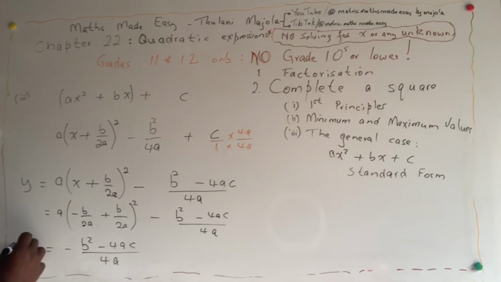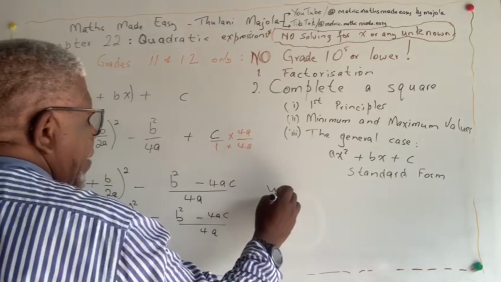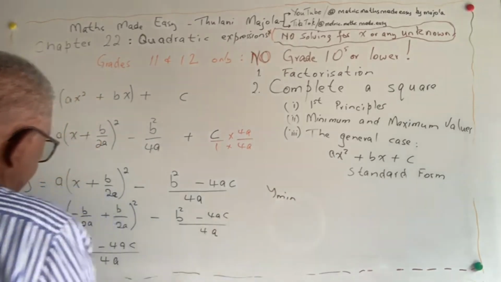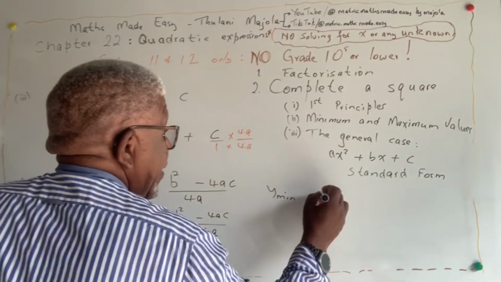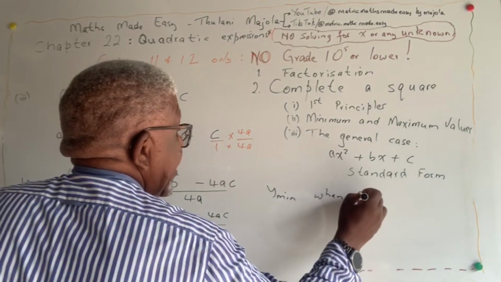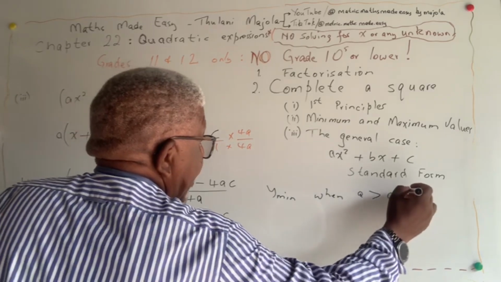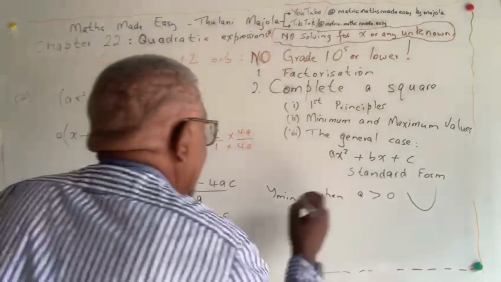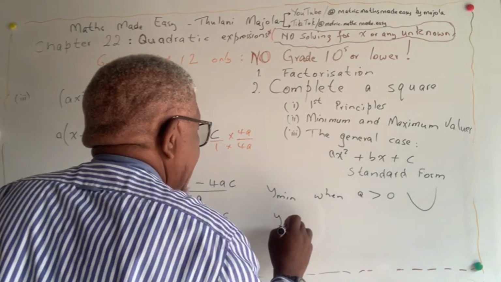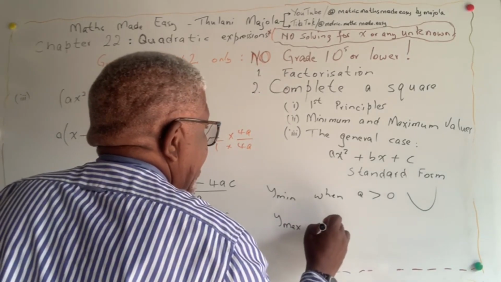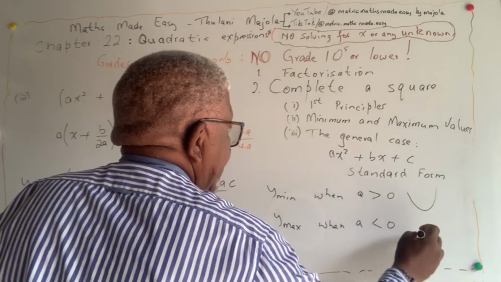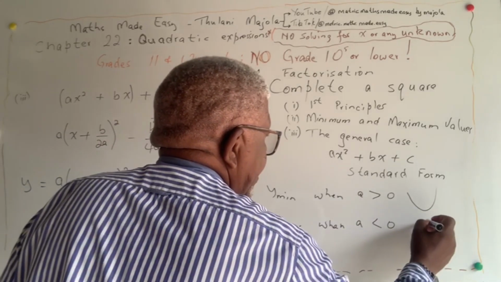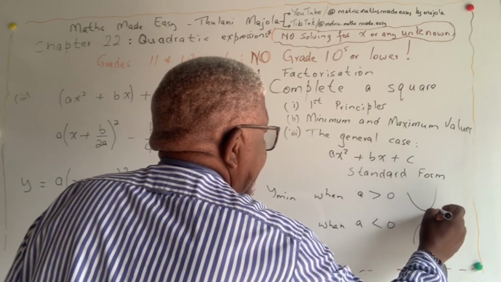And this y will either be a minimum, so y minimum equals minus b squared minus 4ac all over 4a when a is greater than 0, because your graph will be smiling. And then you get your y maximum when a is less than 0, because your graph will be sad. So this will be your maximum or your minimum.